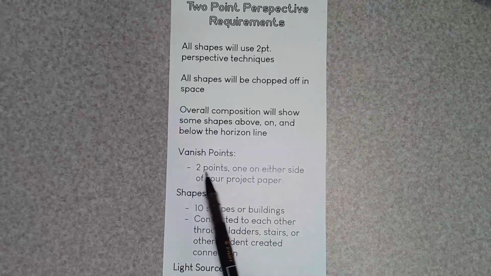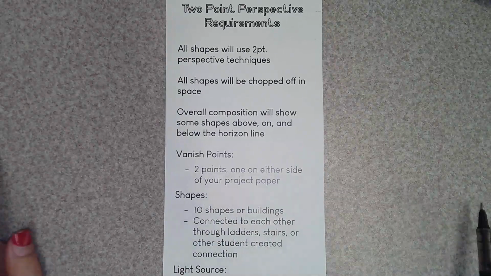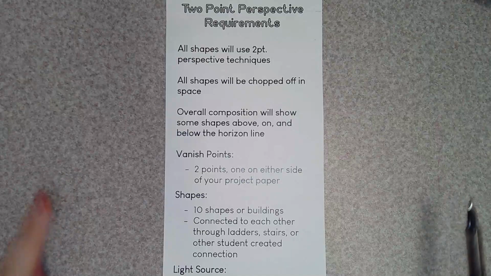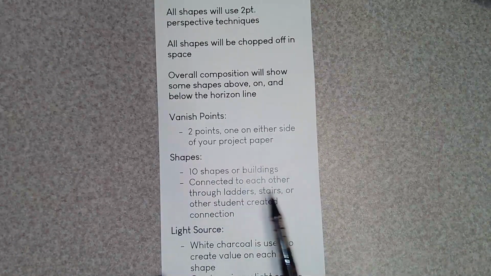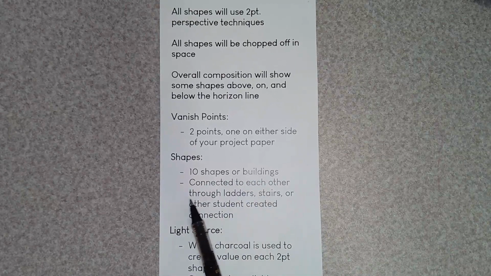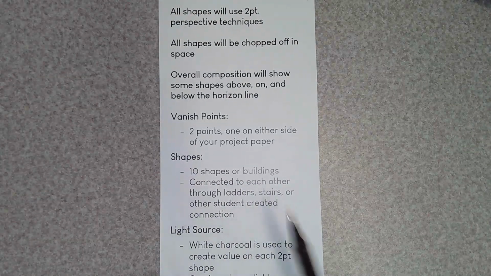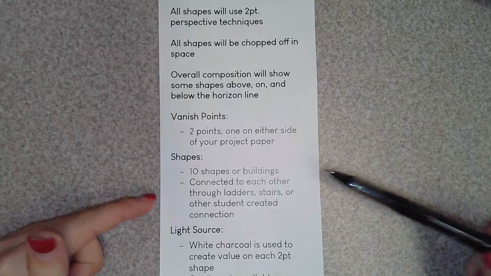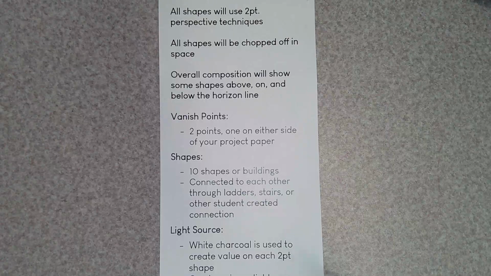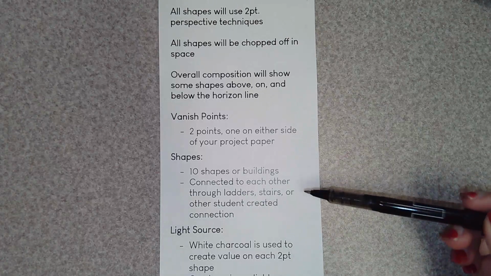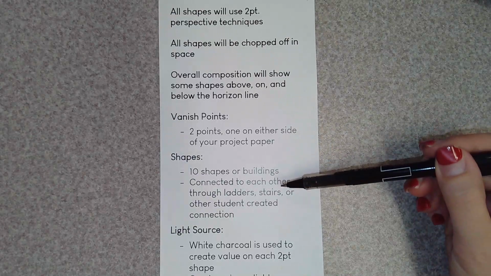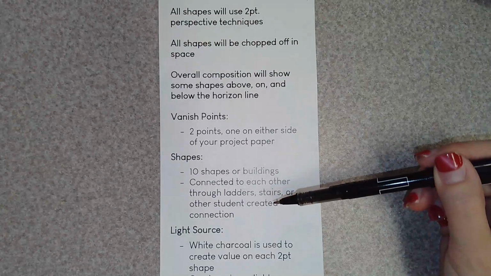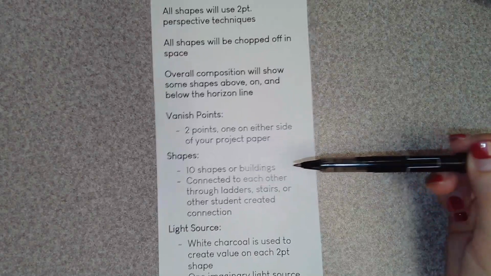You should have 2 vanishing points, 1 on each side. You will need to have 10 shapes or buildings, and you'll see what I mean here in a second. They need to be connected to each other through ladders, stairs, slides, pipes, anything. They can even just be stacked on top of one another, which is why we did that practice where you added a little attachment onto a shape you already made. So they need to be connected somehow, some way, and there needs to be 10 of them.